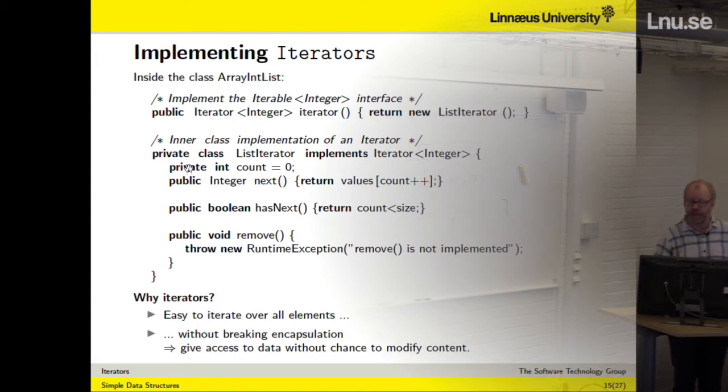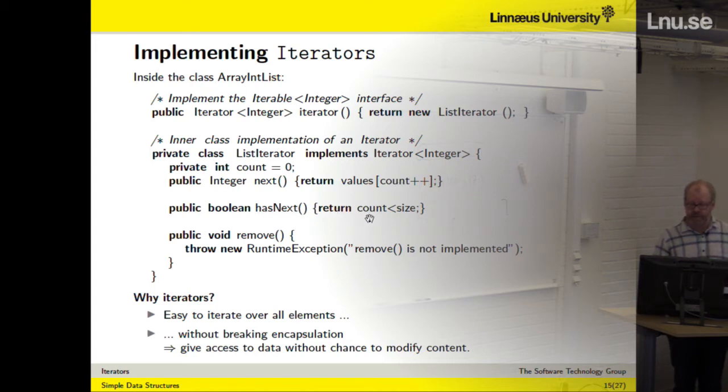This is an inner class. It's inside this list. It is a class called list_iterator that implements the iterator interface. So when we are returning a new object of this one, we are fulfilling this criteria here. And this one, well, next means pick out the value from the array and increase the count variable.